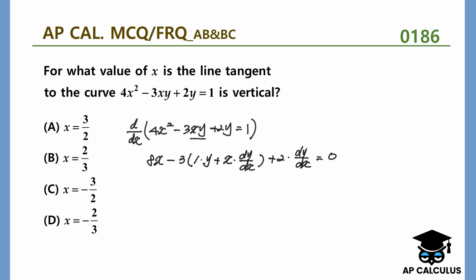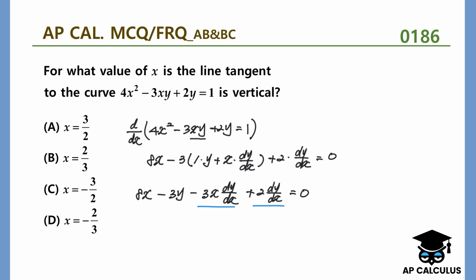So let's simplify this. We have 8x minus 3y minus 3x dy/dx plus 2 dy/dx is equal to 0, right? So we're going to factor these two, and we're going to move these two terms to the right hand side.